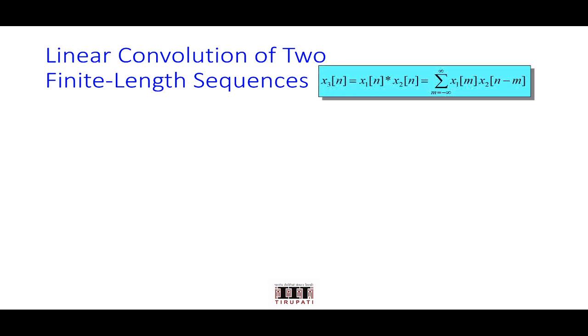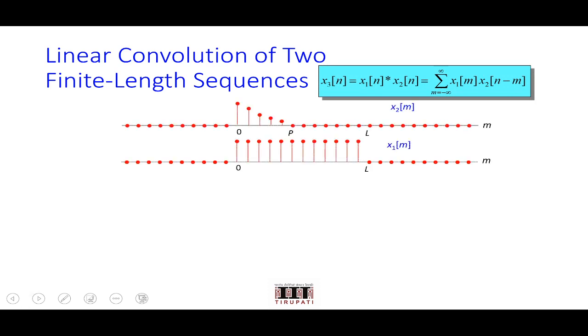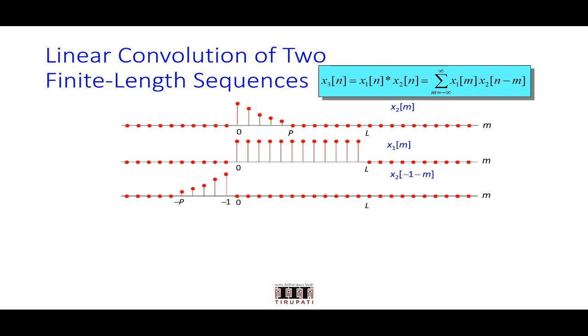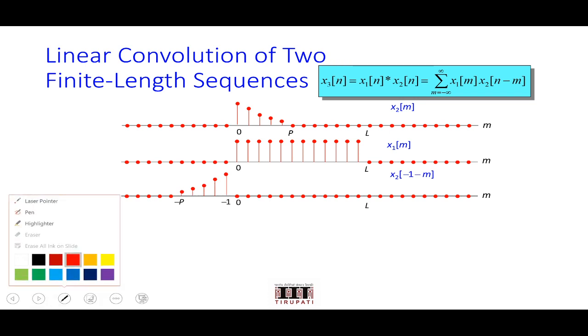Now what I would like to show you here is what would be the maximum length when you are having two sequences. Assume that one is x1 of m and the other is x2 of m, and I would like to do a linear convolution of them. So what would I do? Assume that I am flipping x2 of m, and at whichever value of n I would like to compute, I would shift it by that value, multiply the corresponding elements of x1 of m and the flipped and shifted version of x2 of m, and sum them up. That's what I would repeat. So what we would like to analyze here is what would be the maximum possible length of this sequence.